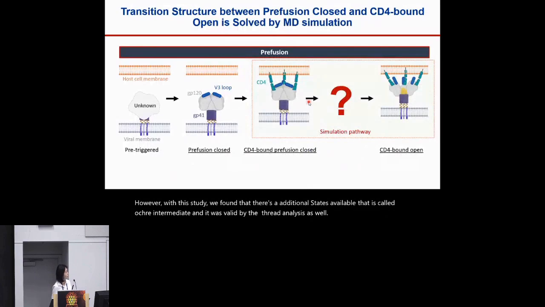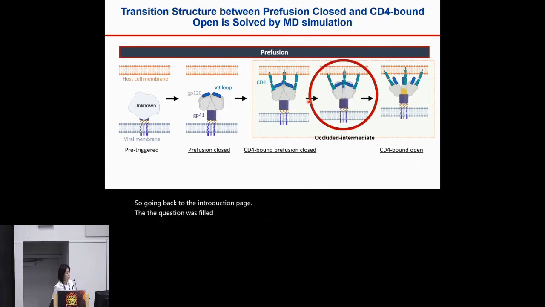So going back to the introduction page, the question was to fill out the MD simulation pathway with the occluded-intermediate. So we were able to fill out the entire pathway of some part of the entry process.